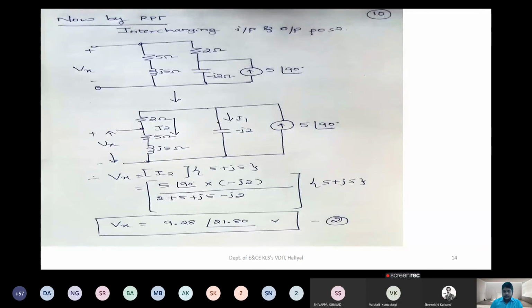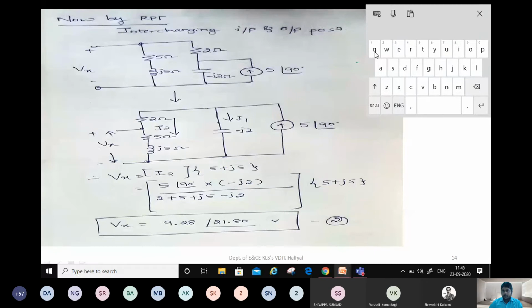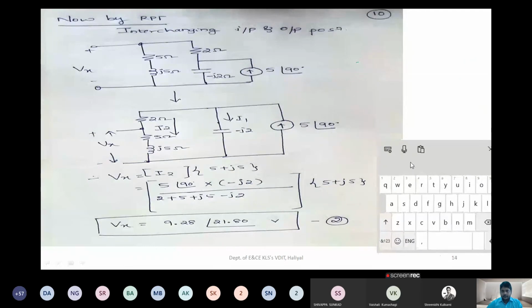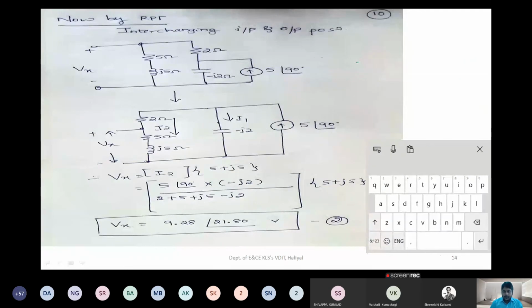So I will just try to write the other circuit here. In the other circuit we had a current source like this, and this 5 ohm and this J5 was there, and 2 ohms followed by this capacitor. And here we calculated Vx. What I am doing now is putting the current source here, moving that parallelly. So you will get it here.